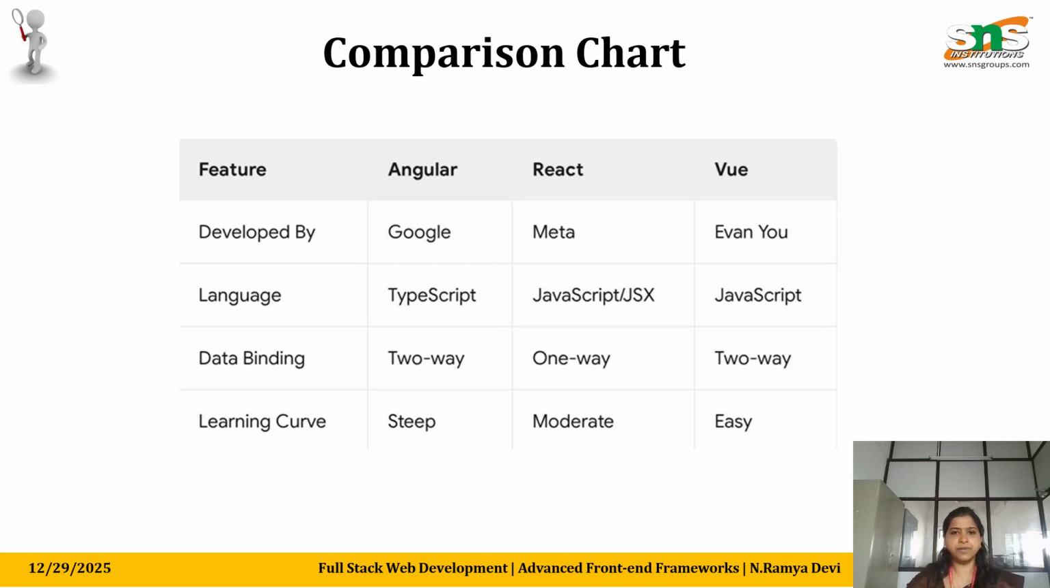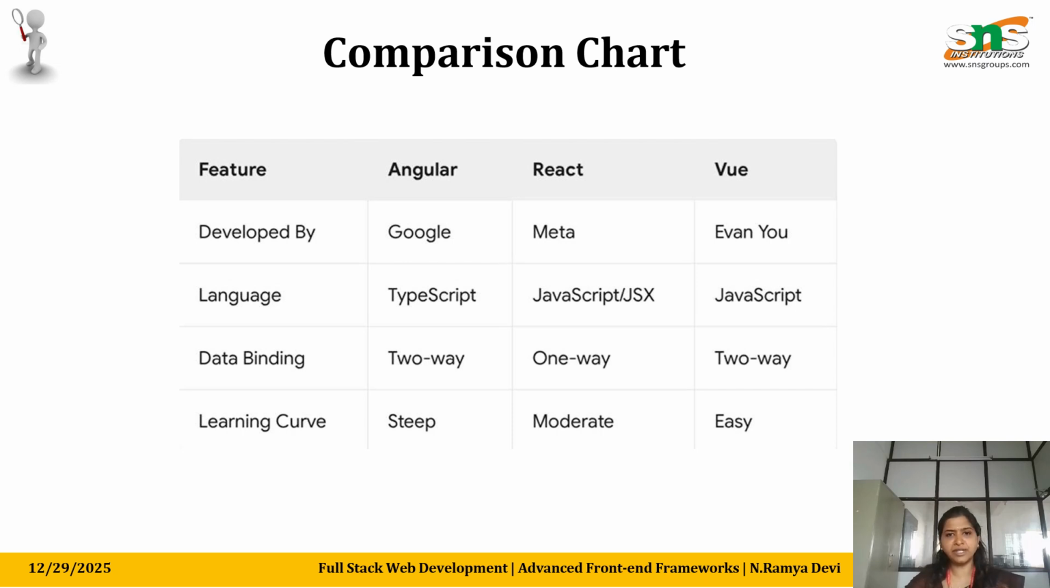Angular is developed by Google, React by Meta, and Vue by Evan You. The language used in Angular is TypeScript, in React it is JavaScript or JSX, and in Vue it is JavaScript. For data binding, the data flow between the components can be two-way in Angular, while in React.js the data flows unidirectionally, from one component to the other component.